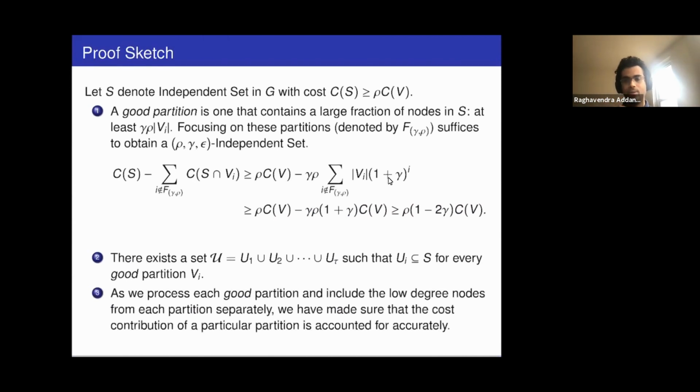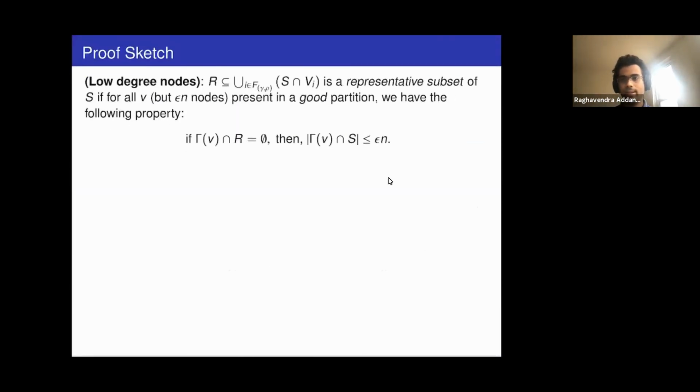As we have processed each good partition and included the low degree nodes, we made sure that the cost contribution of a particular partition is accounted for accurately. I think I'm running low on time, so I'll skip the proof that we recover only epsilon n squared edges.